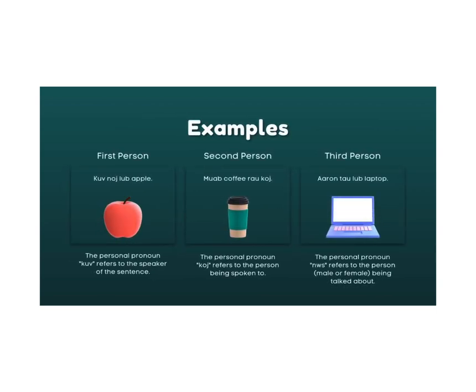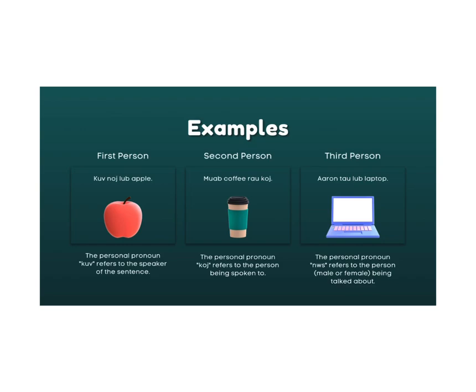So before we explore the Hmong pronouns, let's quickly go over the pronouns in first person, second person, and third person. When you're talking about yourself, you would say gu nalu apple. I eat the apple. When you are directly speaking to another person, you would say mua coffee toka. I give you this coffee.